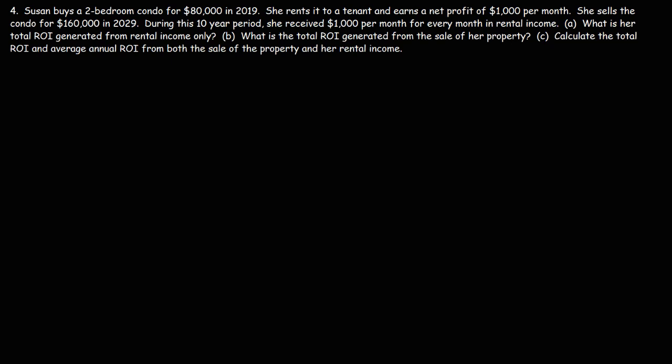Susan buys a 2-bedroom condo for $80,000 in 2019. She rents it to a tenant and earns a net profit of $1,000 per month. She sells the condo for $160,000 in 2029. During this 10-year period, she received $1,000 per month for every month in rental income. Part A. What is her total ROI generated from rental income only? So go ahead and try this.